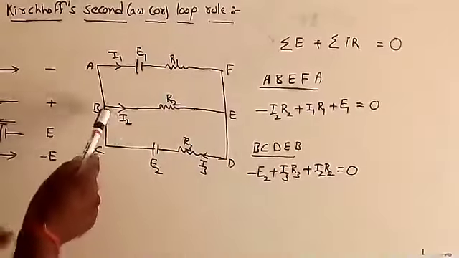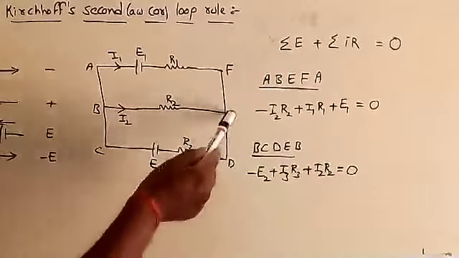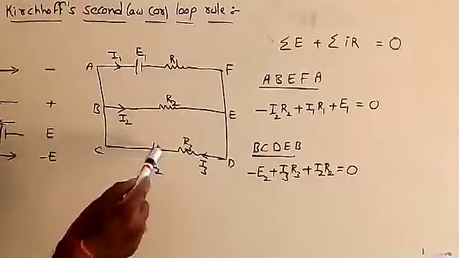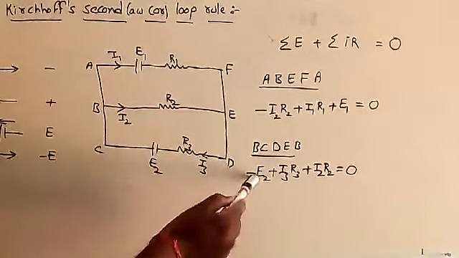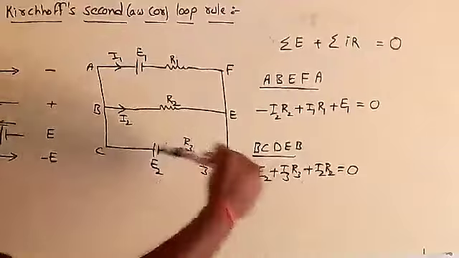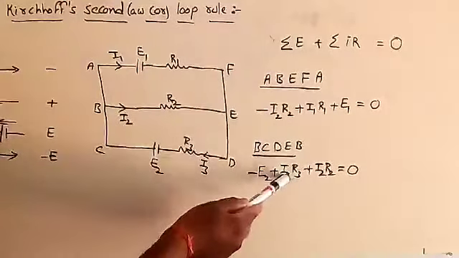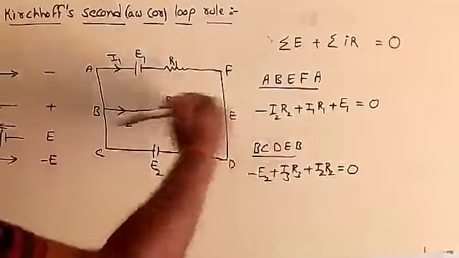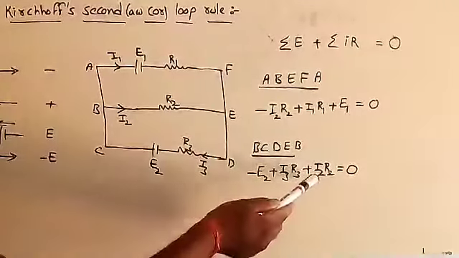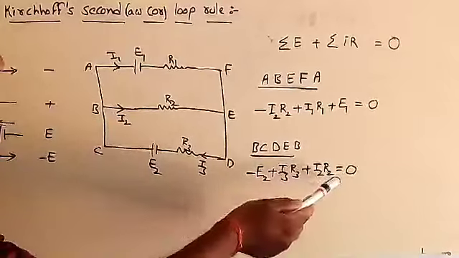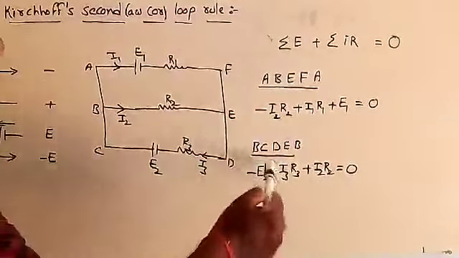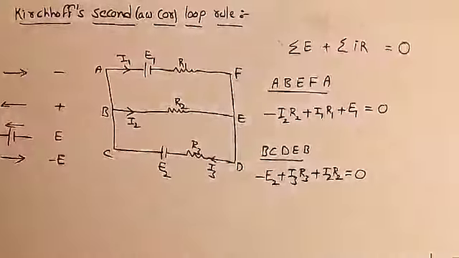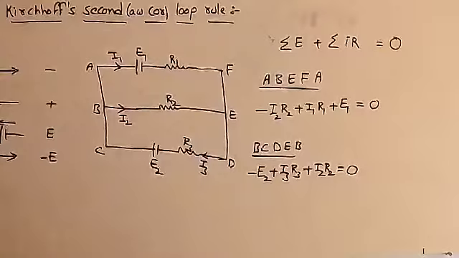Now again here I can take one more loop B C D E B. Now B to C, nothing is there, but here we are traveling positive to negative, so positive to negative means negative, minus E2. Again here you are traveling opposite to the direction of current, that is the reason here it will be I3 R3. From this one, D to E, nothing is there. E to B, now again you are traveling opposite to the direction of current, so that is the reason here it will be plus I2 R2. So the sum of the EMFs and the sum of the potential drops across the closed loop is equal to 0. So this we call Kirchhoff's second law.